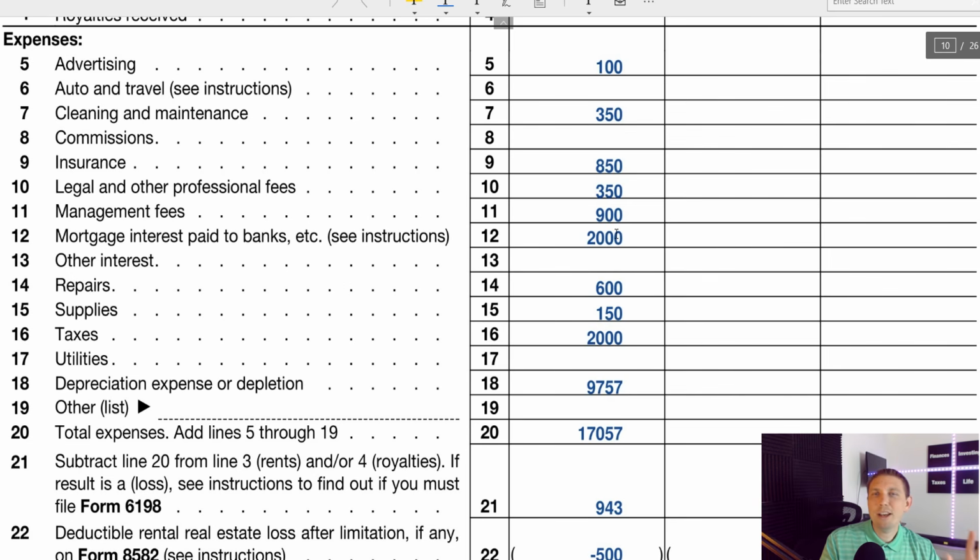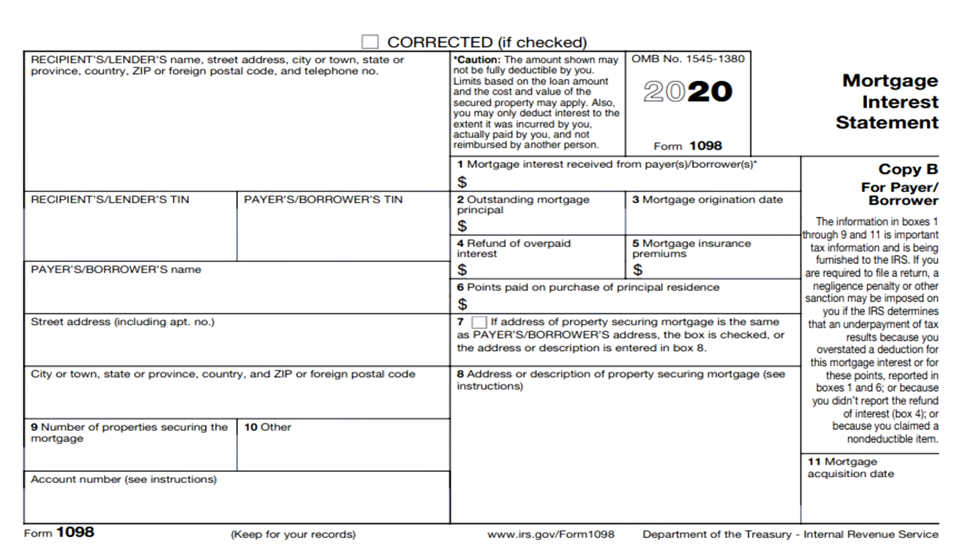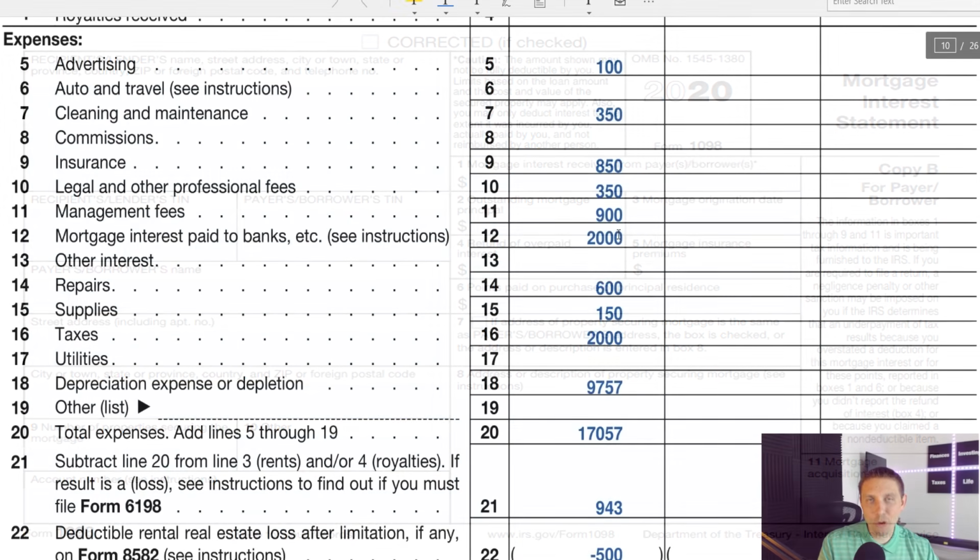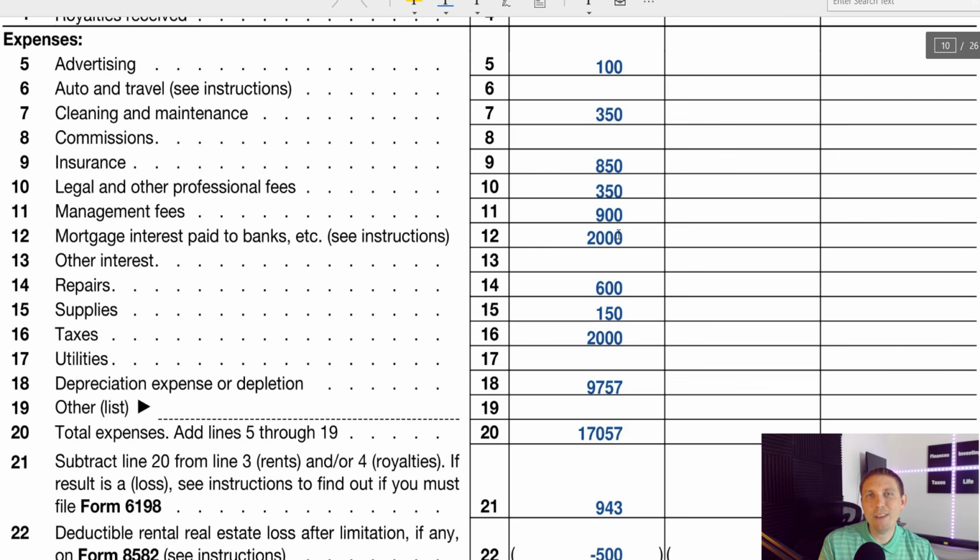Your mortgage interest that you pay on your property is very standard. You should be able to see that amount. When you have a mortgage on your property, you get a tax form called a 1098. Tax form 1098 is going to show the total mortgage interest you paid. It typically comes from a bank, so whether it's Bank of America, Chase, whoever your lender is, that's who you're going to receive the 1098 from. And it's going to show that total amount of interest expense for the year.